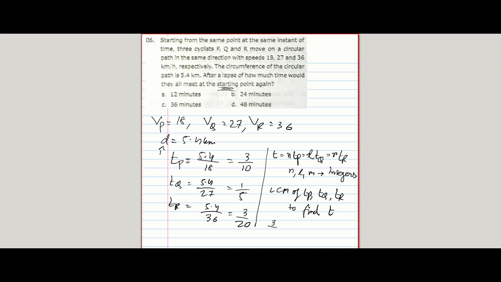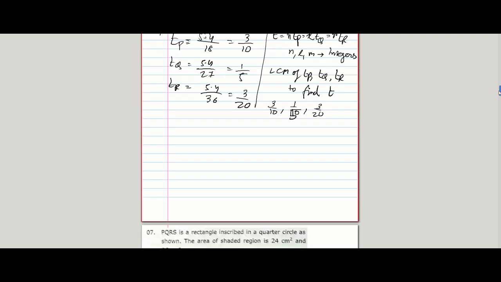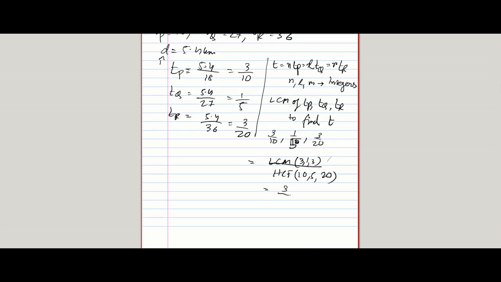So to find the LCM of 3 by 10, 1 by 10, 1 by 5 and 3 by 20, what we can do is, the LCM of this will be the LCM of 3, 1 and 3 and the HCF, highest common factor, of 10, 5 and 20. So this will give us the answer, which is 3 by 5 hours, which in minutes is 36 minutes.